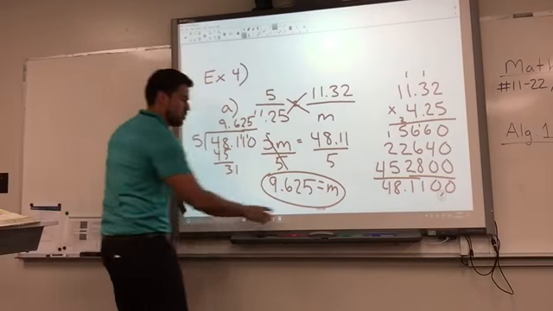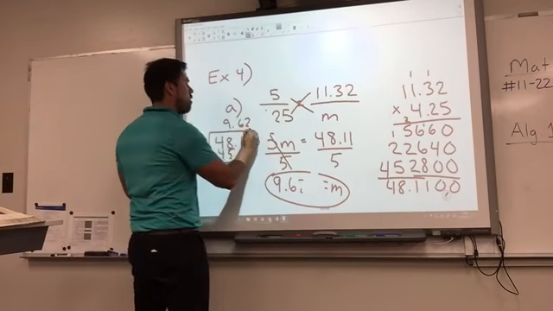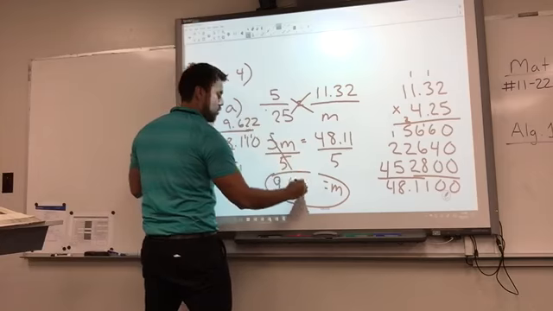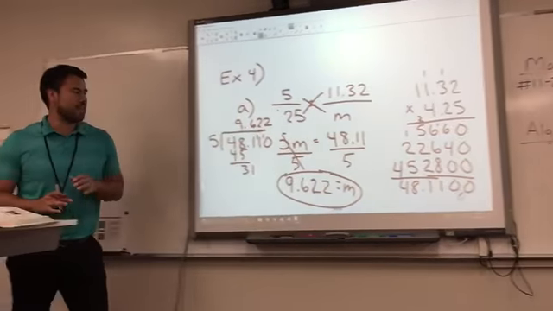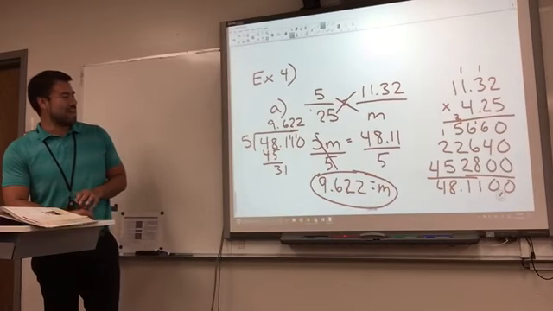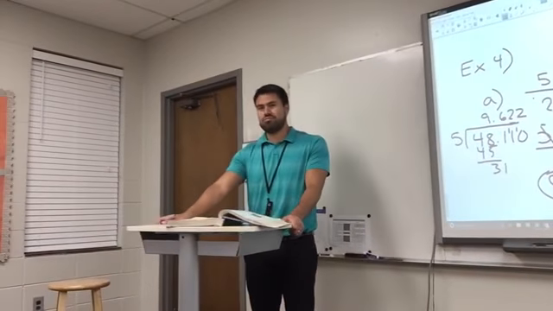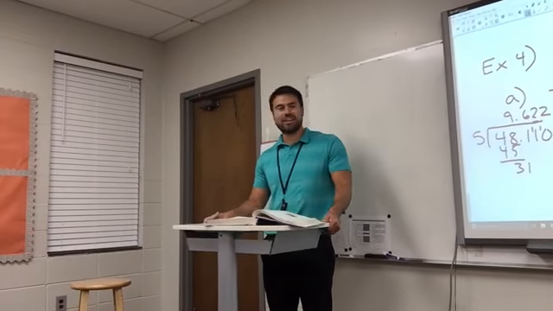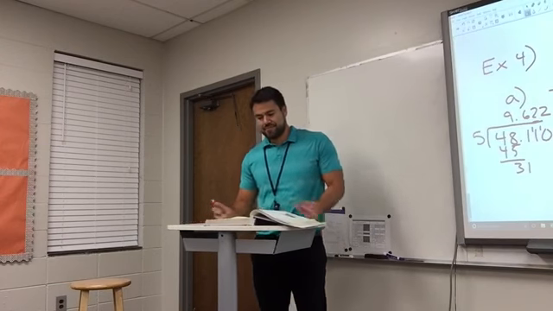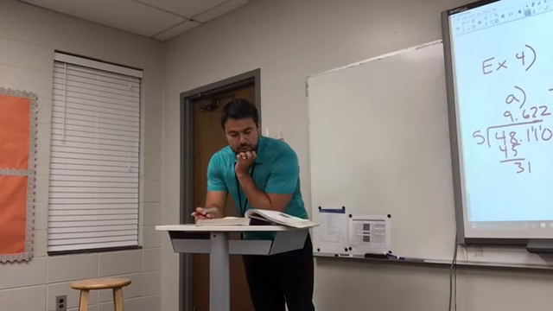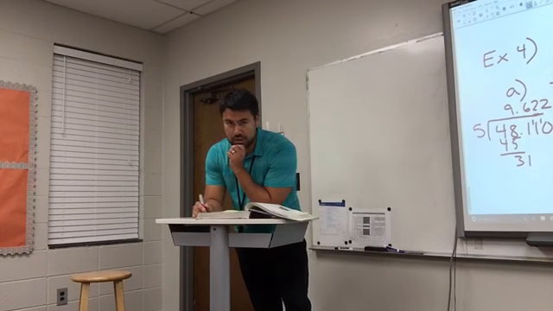Okay, sorry about that. How many of you got 9.622? How many of you are not done yet? That's okay. If you're done with number 4A, try 4B, and then I'll work it out with you together.